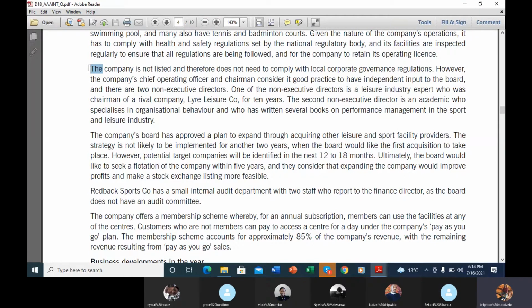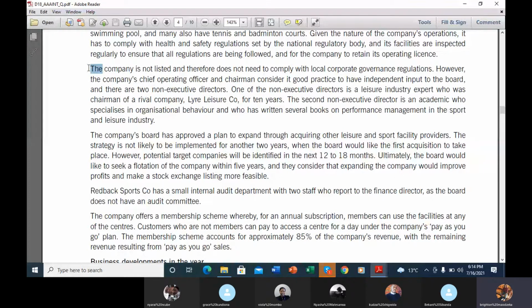Try to understand the whole story, where you are coming from and where you are going, so that when you're building a paragraph, you're able to build a meaningful paragraph. Don't forget what you've read from Exhibit 1, Exhibit 2, Exhibit 3, Exhibit 4. Try to combine those ideas that are linking. Look here, it is written, the company is not listed and therefore does not need to comply with local corporate governance regulations. We are being told. Then in the third paragraph, they say Redberg Sports Club has a small internal audit department with the two staff who report to the finance director, as the board does not have an audit committee.